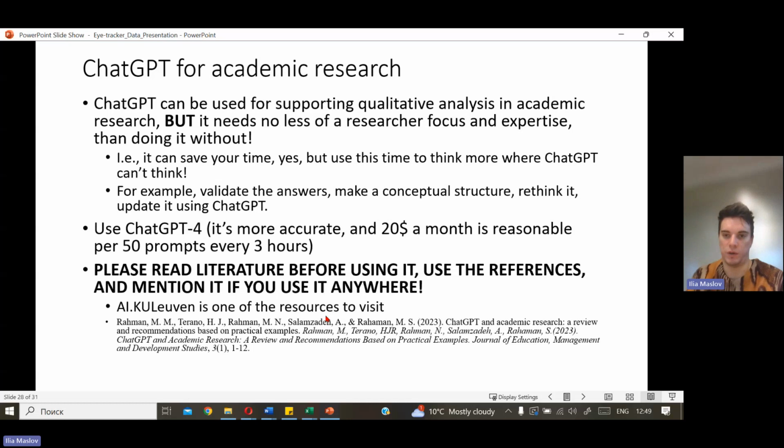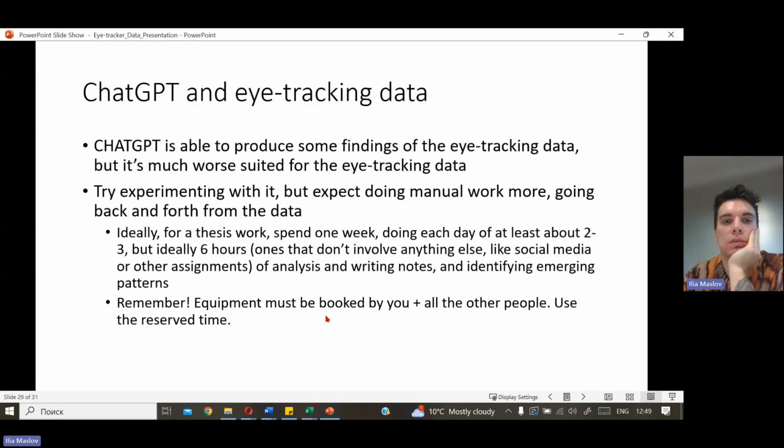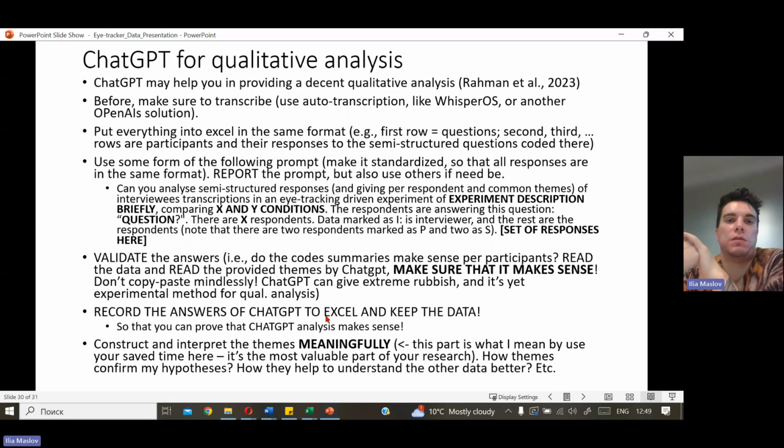Use ChatGPT 4. It's more accurate, much more powerful. $20 a month is reasonable, and then you can use 50 prompts every 3 hours. You can use ChatGPT, for example, if you have qualitative data.